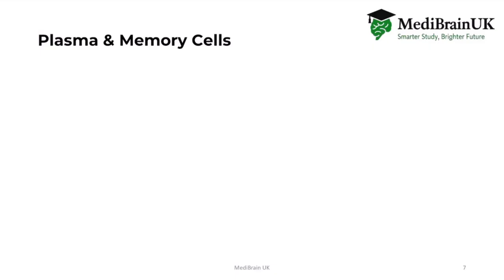Okay, so plasma and memory cells. Now, plasma cells, they are the ones which produce your antibodies. Okay, so remember, antibodies are really important to get rid of that pathogen and to make sure that your immune system has some form of immunity to the pathogen which has just entered. That's what your plasma cells do. Okay, they will produce your antibodies.